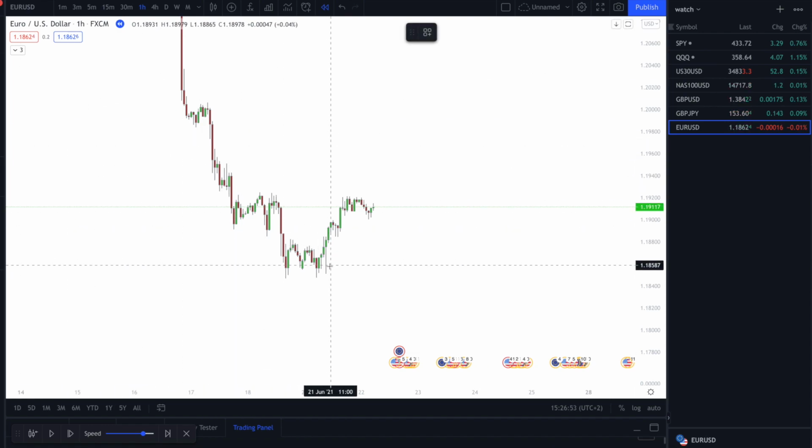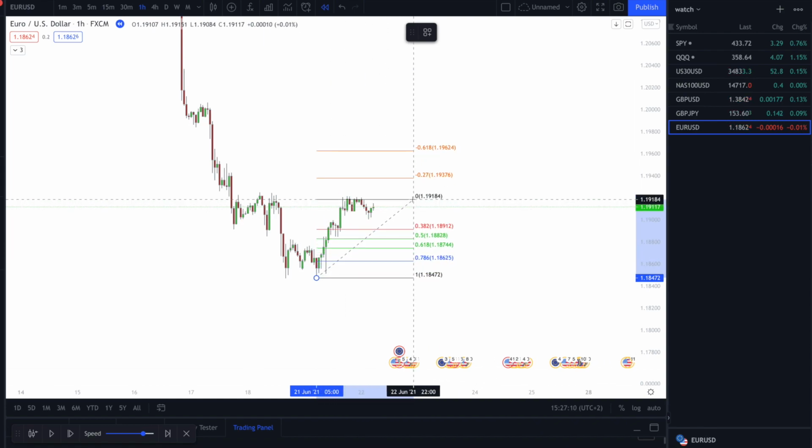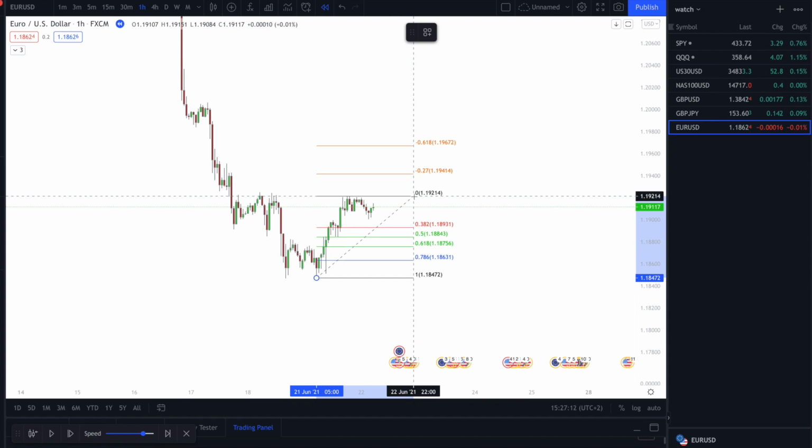What you do is, if the impulsive move is in an uptrend, you get the lowest point where price has touched, which is right here. You drag the Fibonacci up and you put the 0, not the 0.618, the 0 to the highest point. Okay, so this was an impulsive move. Now you want to get in on a pullback.